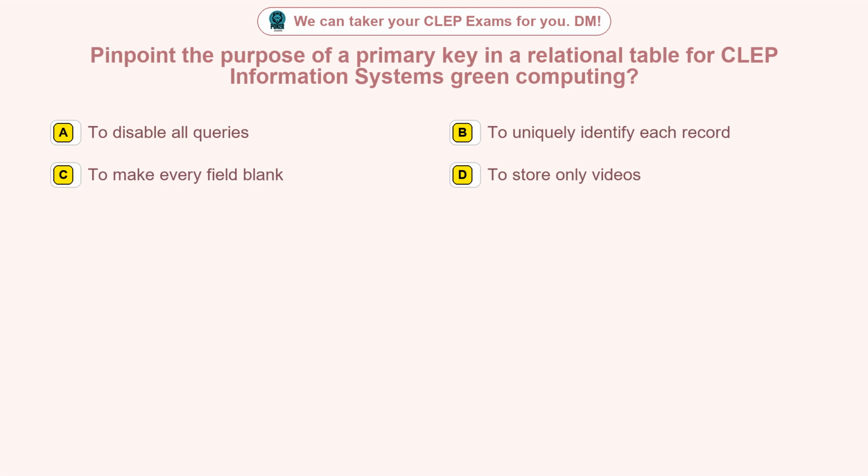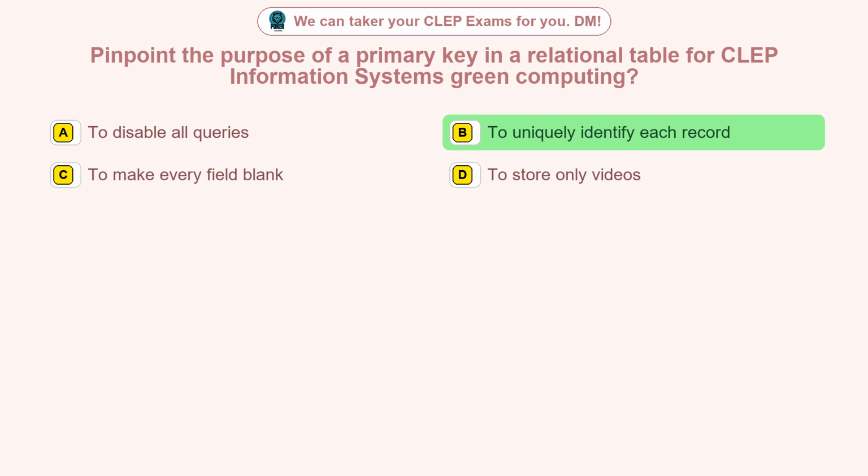Question 79. Pinpoint the purpose of a primary key in a relational table for CLEP Information Systems Green Computing. Option A. To disable all queries. Option B. To uniquely identify each record. Option C. To make every field blank. Option D. To store only videos. The correct answer is option B.